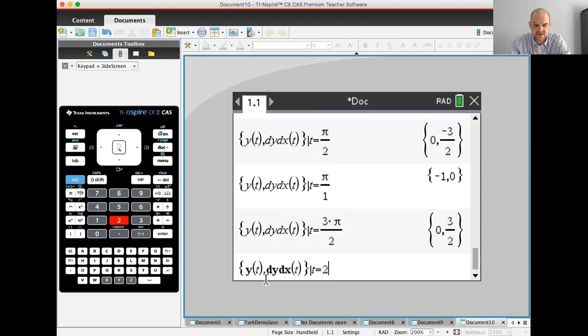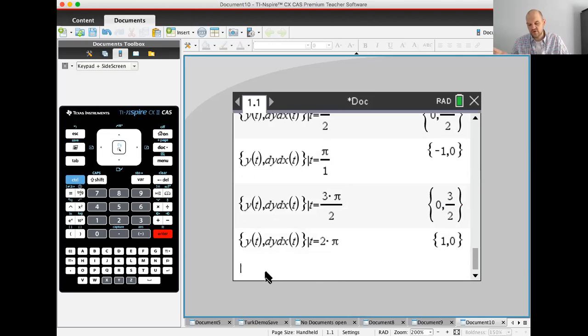And then the last one is at 2 pi. So 0 would have been included also, I guess, because they're coterminal. At t equals 2 pi, I get y minus 1 equals 0 x minus 0, so just y equals 1.